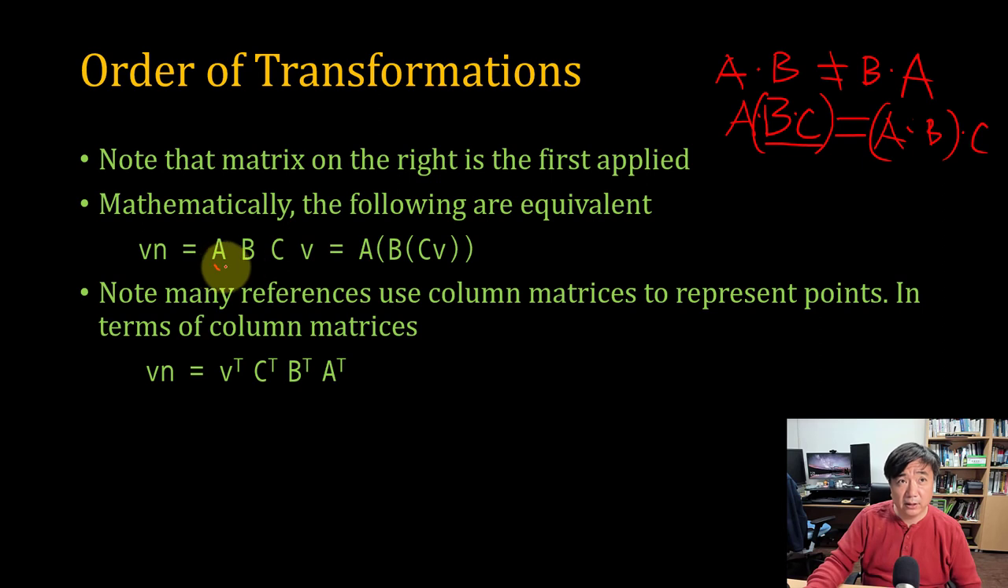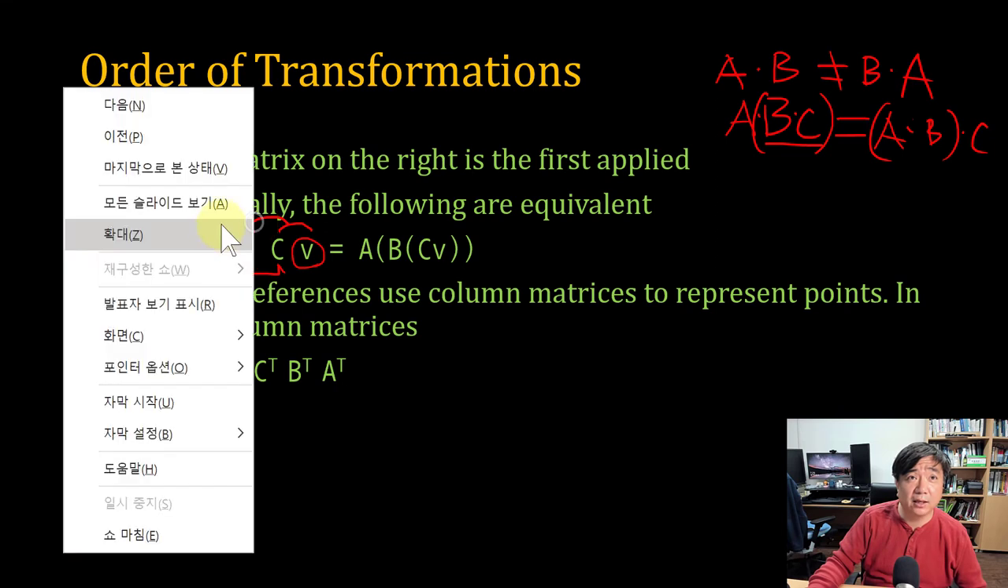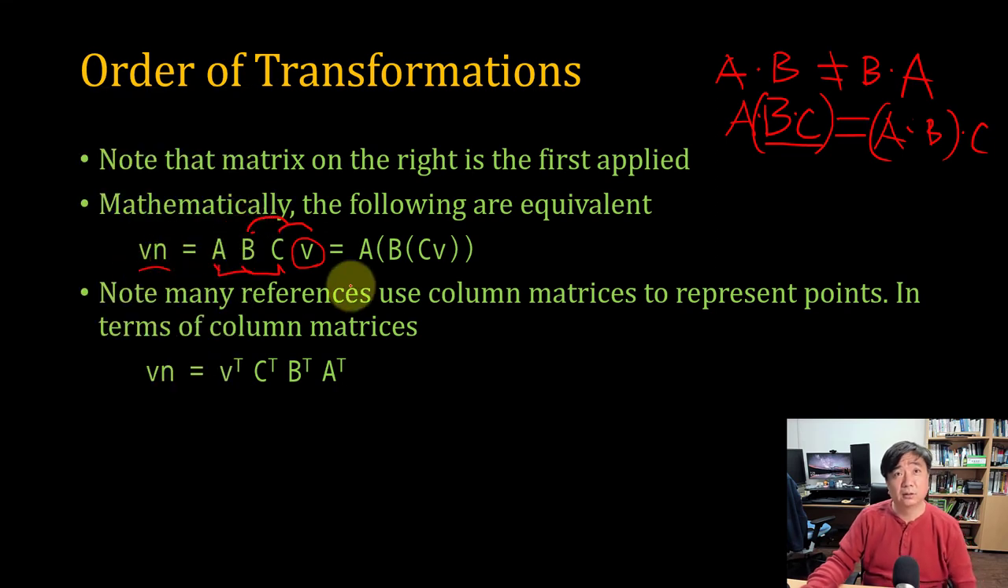So, in case we have three transformations, then we need to multiply the vector with three matrices. Then we can calculate it by multiplying C with B, then the result with A, and then we can get the result. Of course, it is possible.